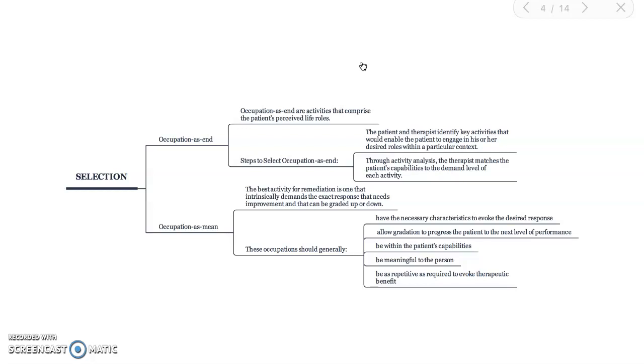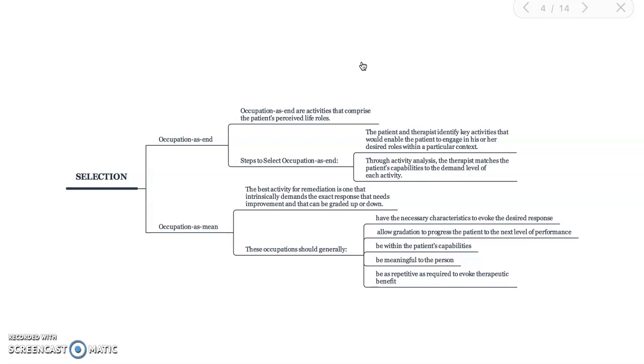Steps to selecting occupation as end include the patient and therapist identify key activities that would enable the patient to engage in his or her desired roles within a particular context. Next, through activity analysis, the therapist matches the patient's capabilities to the demand level of each activity.